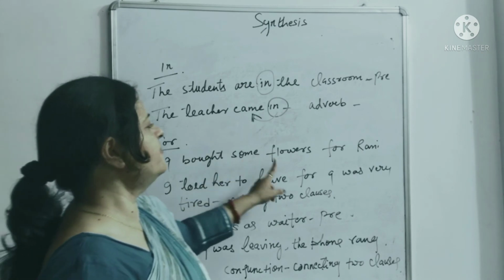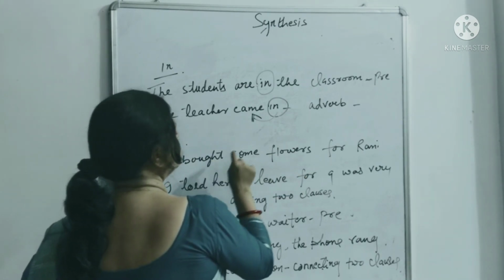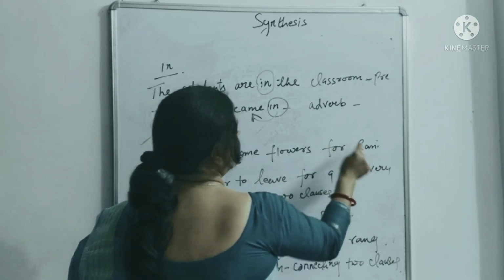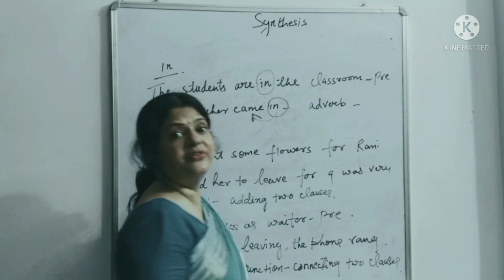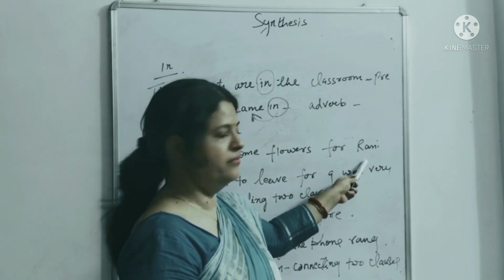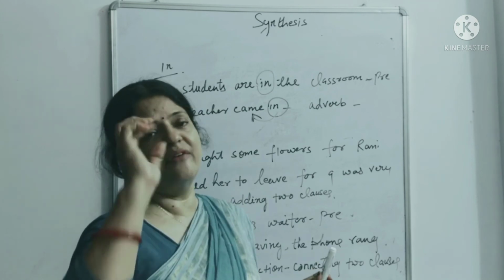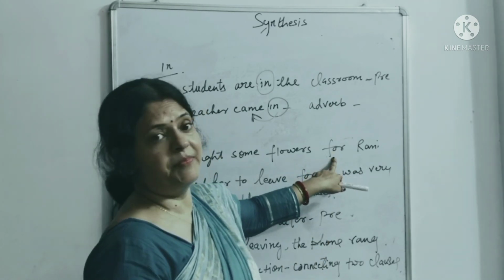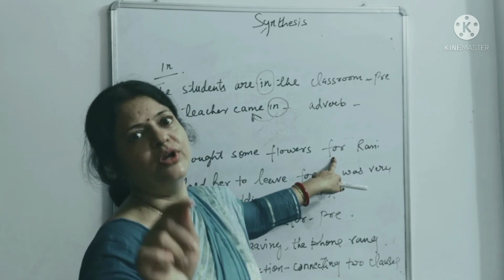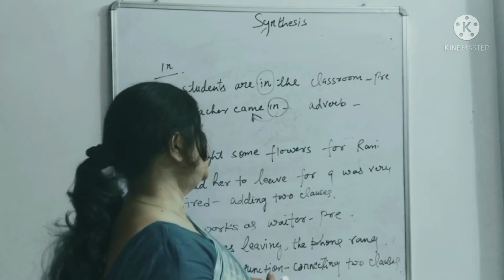Now let's see for. I bought some flour for Rani. So here we see in this sentence that for is a preposition because right after this preposition we have a noun. And we know that in the definition of preposition it is said that a preposition always comes before a noun or pronoun. So this for is used as a preposition.